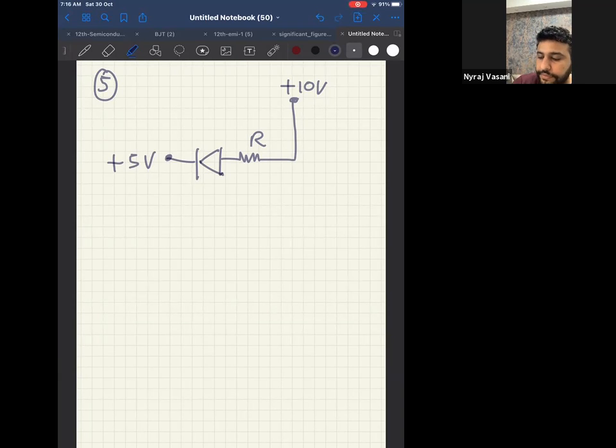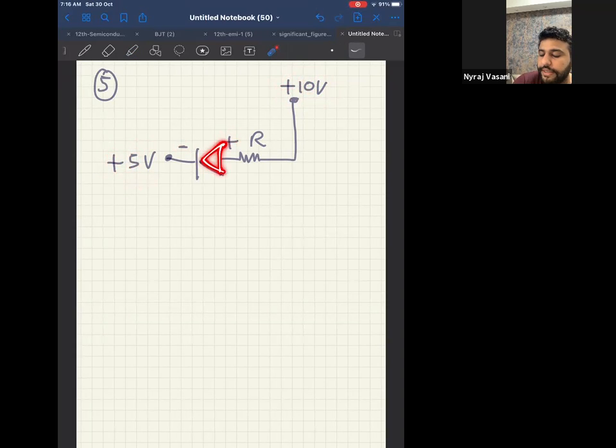Okay, see this. This is plus 5 and this is plus 10. Which is higher? Plus 5 or plus 10? Can I say plus 10 is higher than plus 5? Therefore, plus 10 will be given a positive sign and plus 5 will be given a negative sign. That means plus 10 is more positive than plus 5.